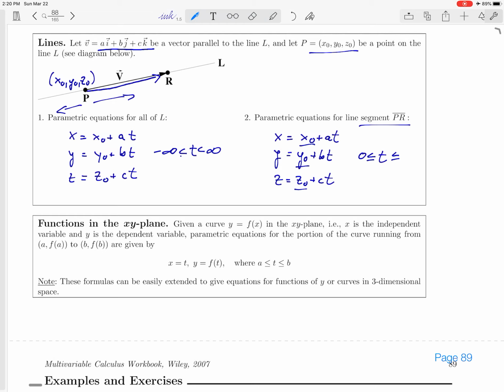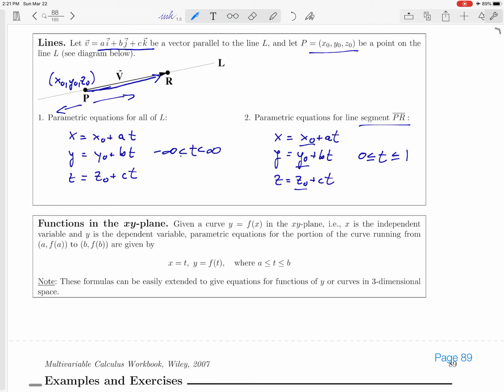And, well, what is R? R is the point that you get if you start at x0, y0, z0 and move along v. So you arrive when t is equal to 1. So that's how you get a line segment.